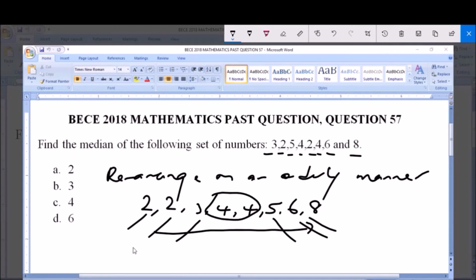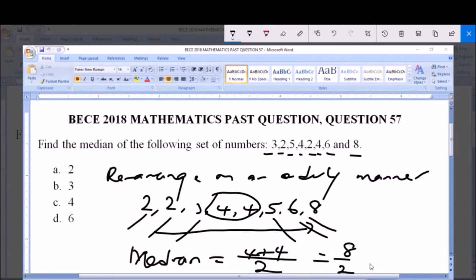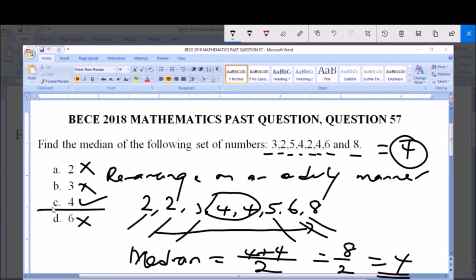So therefore the median is equal to, since we have two medians here, we sum them up and find the average. 4 plus 4 all over 2, and this is equal to 8 all over 2, and this will give us 4. So therefore the median of this set of numbers is equal to 4. From the options here, option A says 2, B says 3, which is wrong, and C says 4, which is correct, and D says 6, which is wrong. So our final answer to this question, and the correct answer, is 4, C.